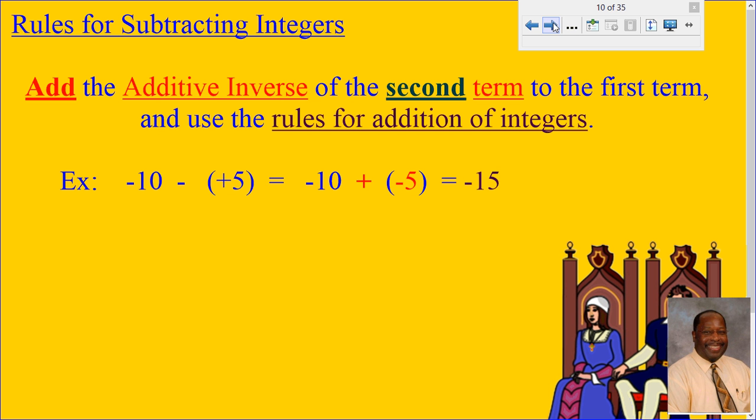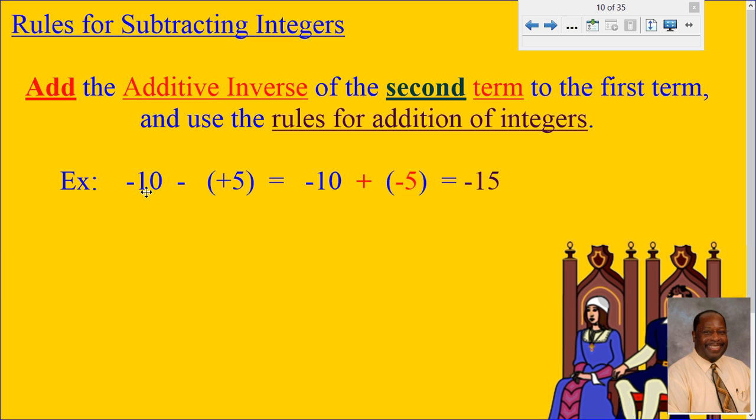Rules for subtracting integers. Here are the rules. Add the additive inverse of the second term to the first term and use the rules for addition of integers. So this is subtraction, but it's really being changed to an addition problem.